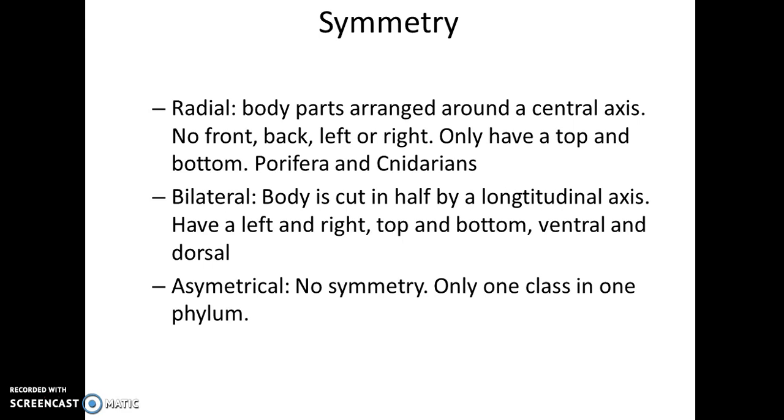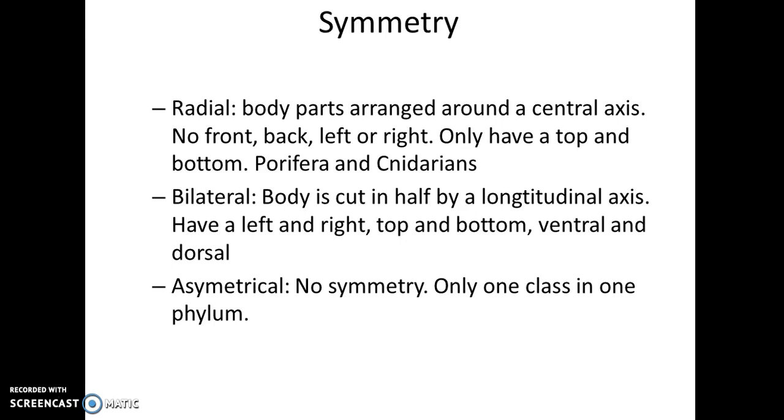Bilateral means the body is arranged along a longitudinal axis. So if you cut the body in half, you have the same parts on both sides. So you have a right, a left, a top and a bottom, a front and a back. Ventral is front, dorsal is back. And pretty much all the other phyla are bilateral.